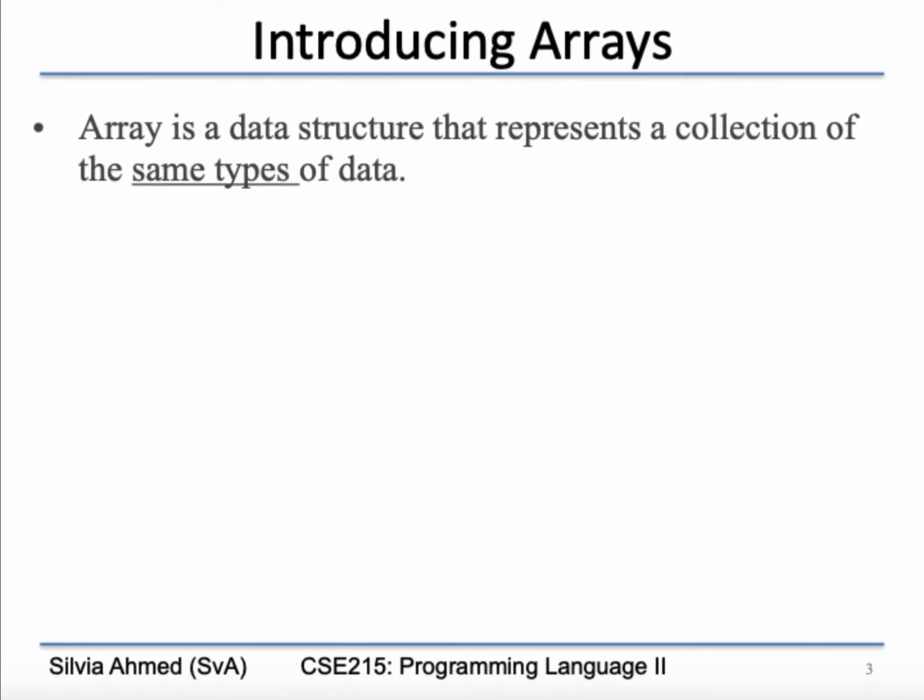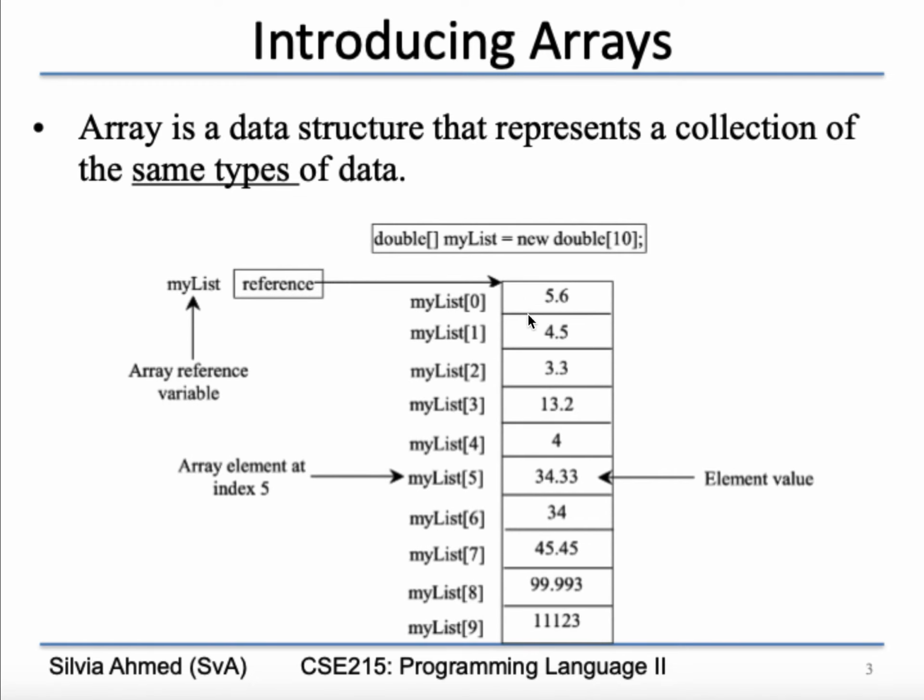So what is an array? An array is a data structure that represents a collection of the same type of data. That data type can be integer, double, string, or any other type of object, but it's a collection of the same type of data. We can look at this example here. There are 10 double data, so altogether they are put in an array.